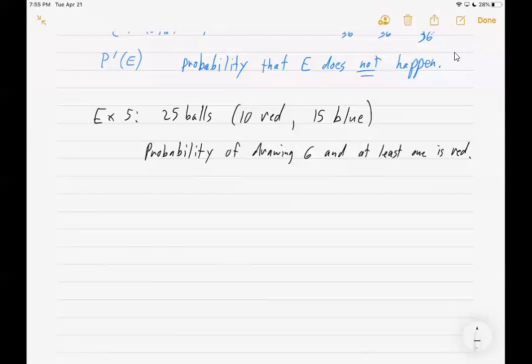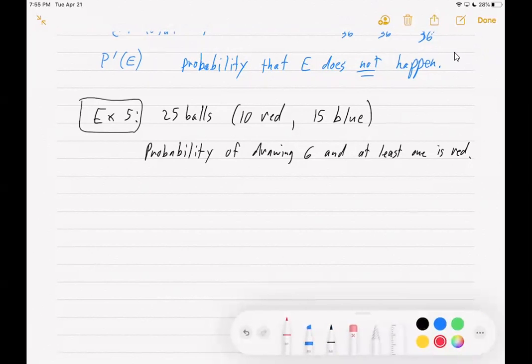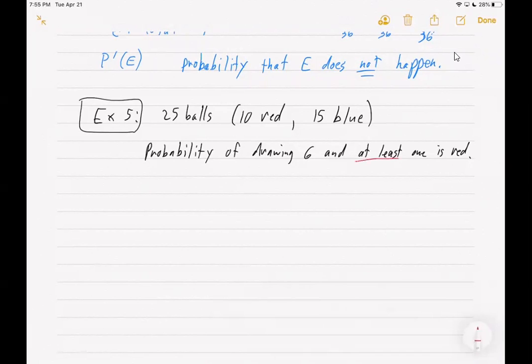Okay, so this gets us to example 5 in the book. So 25 balls are in a jar. We're going to not look and peek. 10 are red, 15 are blue, and we're going to pick 6. And we're charged with finding the probability that at least one of the 6 that we pick is red.